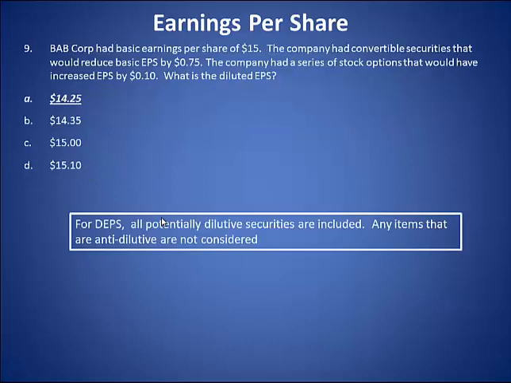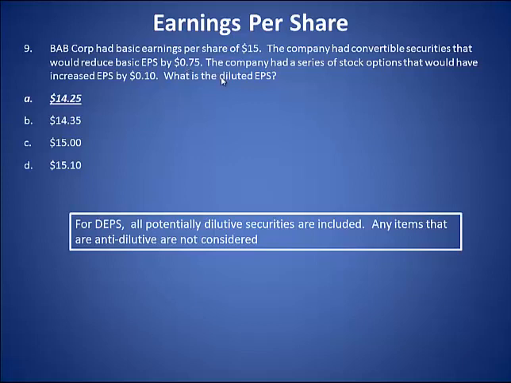Okay, let's take a look again. What is the diluted earnings per share? In this case, the answer is A, $14.25. Again, for diluted earnings per share, all potentially dilutive securities are included. In this case, these convertible securities would reduce EPS by 75 cents a share. Any items that are anti-dilutive are not considered in the calculation.